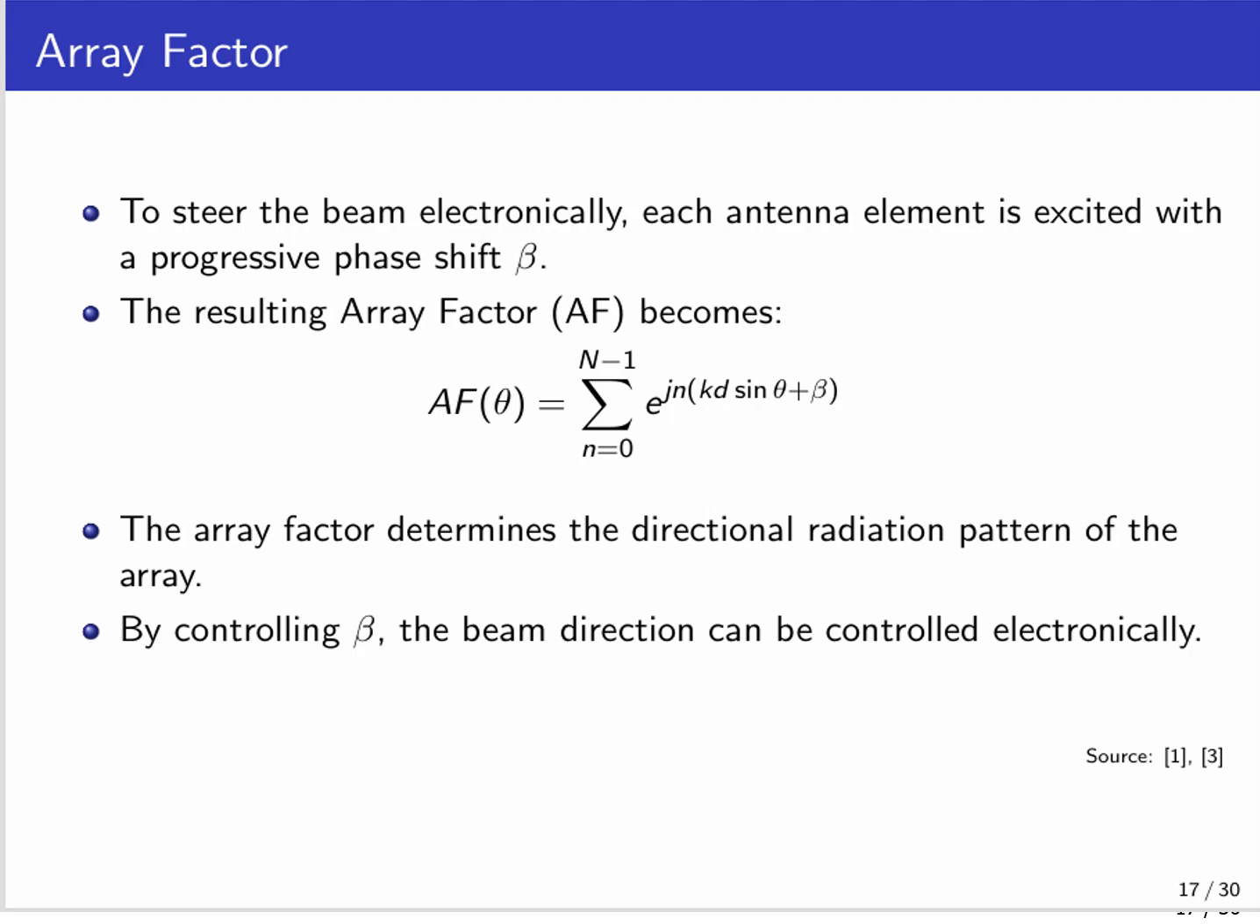So the geometry will decide the beam forming, and the excitations given to the geometry of the antenna array can decide the direction of the main beam. Therefore, by controlling the excitation phase, the beam direction can be controlled electronically.